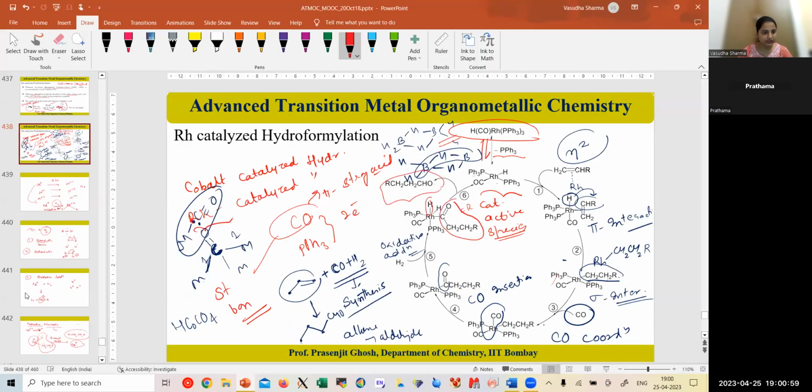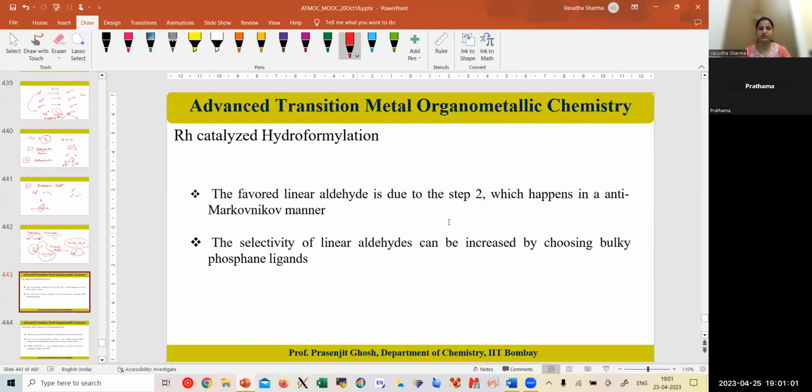So now we are moving towards the rhodium catalyzed hydroformylation. These are just some points: the favored linear aldehyde is due to step 2, which happens in an anti-Markovnikov manner, and the selectivity of linear aldehydes can be increased if we choose bulky phosphines. If we want linear aldehydes and not branched aldehydes, the bulky phosphines would hinder through the steric effect, and therefore we will mainly have linear aldehydes as the major product.